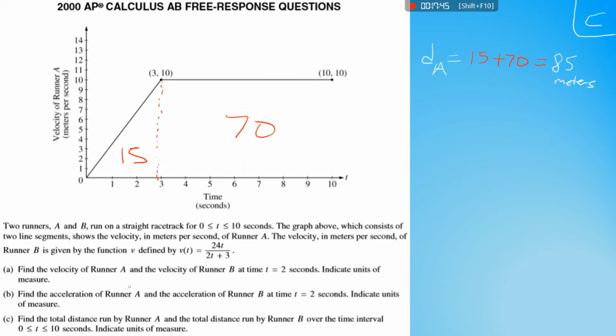Okay, and then what would I have to do for runner B? Integrate. Okay, I need to integrate, and I need to be careful here. We're looking for our total distance, not the displacement. So I'm integrating what? The absolute value. Integrating the absolute value of v(t) from what to what? 0 to 10. From 0 to 10 dt. Okay, cool.